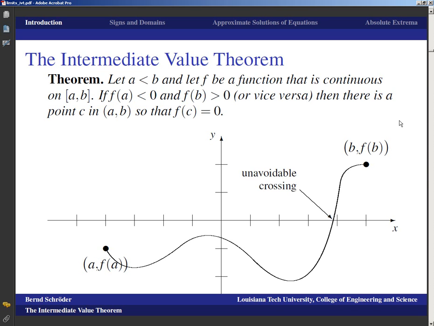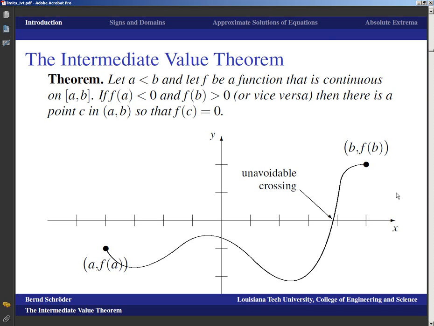Now, the theorem doesn't say anything about there being only one crossing. There could be several. There could be infinitely many even. Yeah, it can happen, but you'd really have to be very careful in how you set up the function. Either way, it doesn't say that there is only one 0, but there will be at least one 0 in the interval.